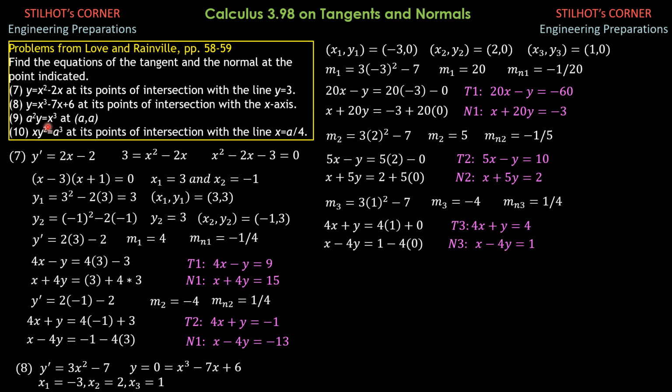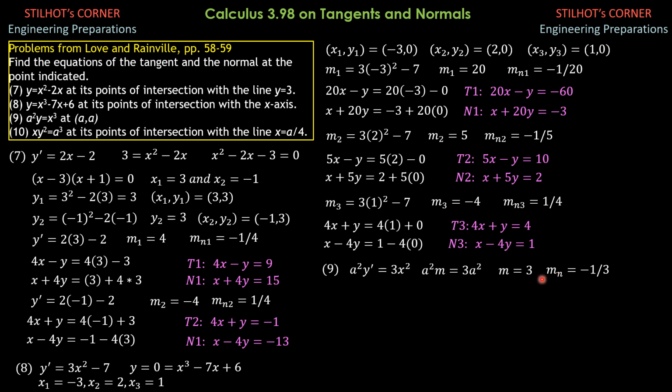We proceed to problem 9. y squared equals x cubed at a comma a. So y prime equals 3x squared. Then y prime is the slope. So m equals 3a squared. So therefore, the slope of the tangent is 3, and the slope of the normal is negative 1/3.